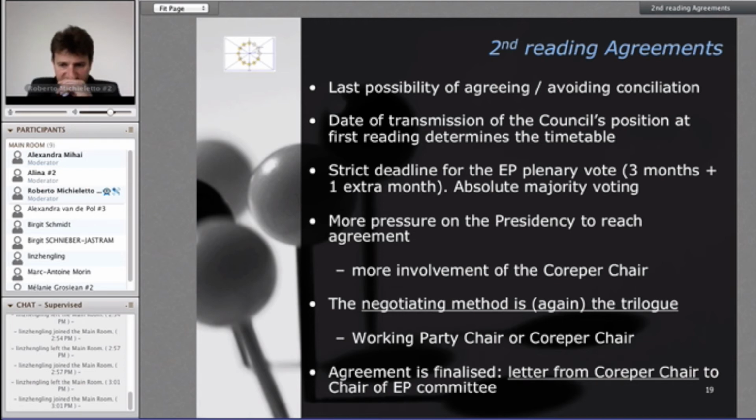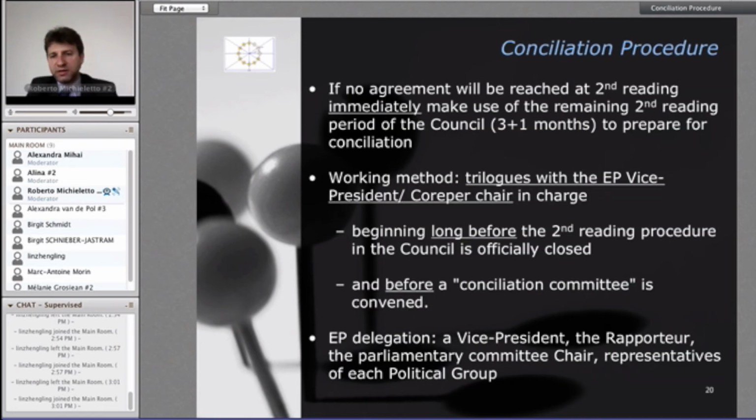Still, in this case, the only thing I can add is the fact that the plenary still votes with absolute majority voting, so they use the majority. But as we say, if no agreement is found, the Council has to vote by unanimity.